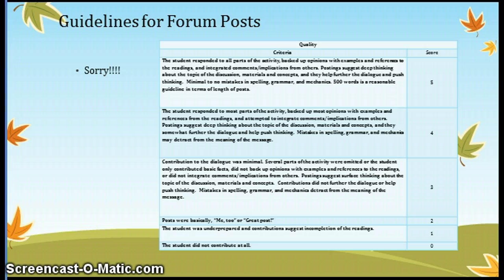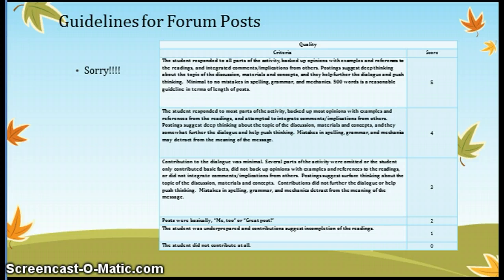So this is the rubric you can find on your syllabus regarding the quality and the criteria for forum posting, and this describes what you need to do to get a 5, to get a 4, to get a 3, to get a 2, to get a 1, or obviously to get a 0 if you did not contribute at all. So I think this is what happened.